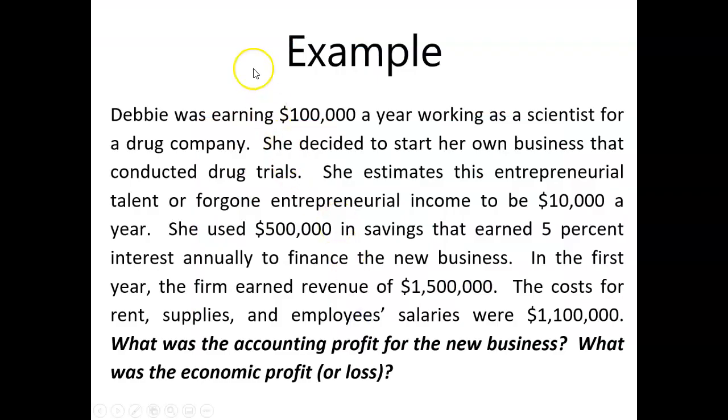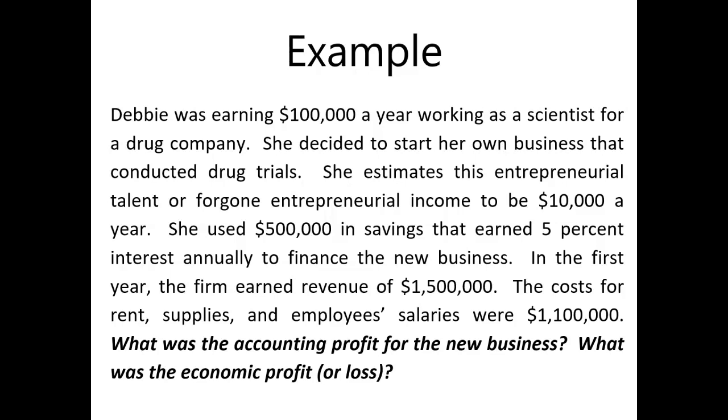Let's look at an example, and this is one that you can try. Debbie was earning $100,000 a year working as a scientist. And look at the "was", okay? She was doing this in the past. She was earning $100,000 a year working as a scientist for a drug company. She decided to start her own business that conducted drug trials. She estimates this entrepreneurial talent, or foregone, that is a key word, it screams implicit costs, foregone entrepreneurial income to be $10,000 a year.